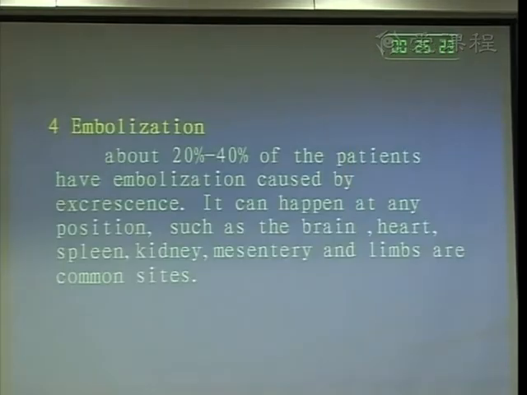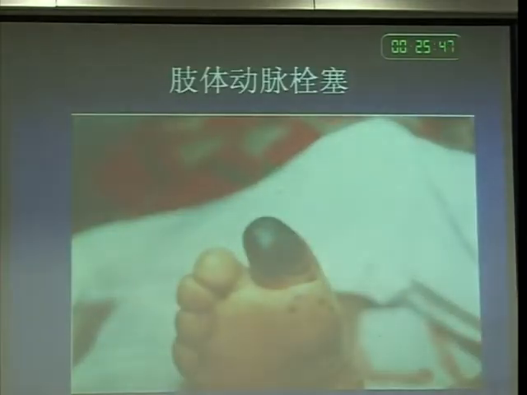So let's talk about the embolization. About 10% to 40% of patients have embolization caused by the vegetation. It can happen at any position, such as brain, heart, spleen, kidney, mesentery, and limbs are common sites. Like this one, embolism occurs in the foot. The tissue is lacking blood. It should be necrosis.